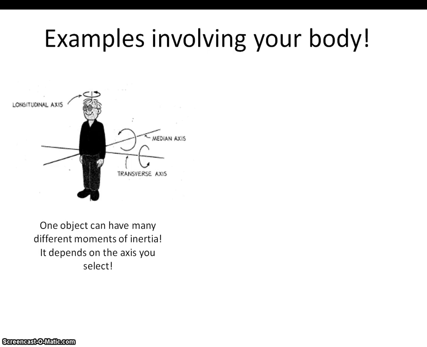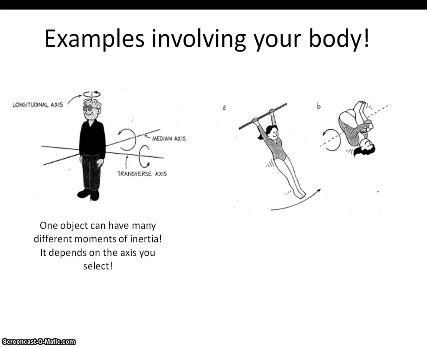However, if you could imagine this person floating in space and rotating around the median axis or the transverse axis, you can see that the rotational inertia will be quite a bit greater. Because, for example, his head is quite far away from both of those axes of rotation. So, one of the ideas here is that one object can really have many different moments of inertia. It really depends on the axis that you select.